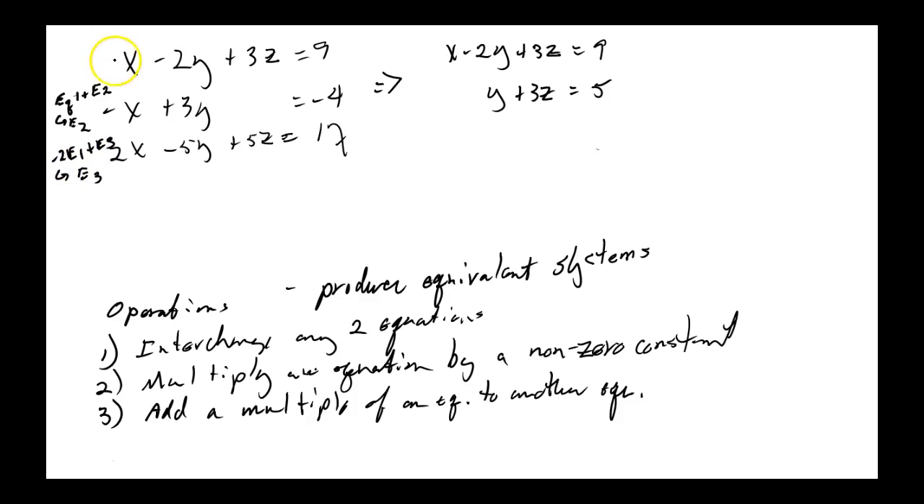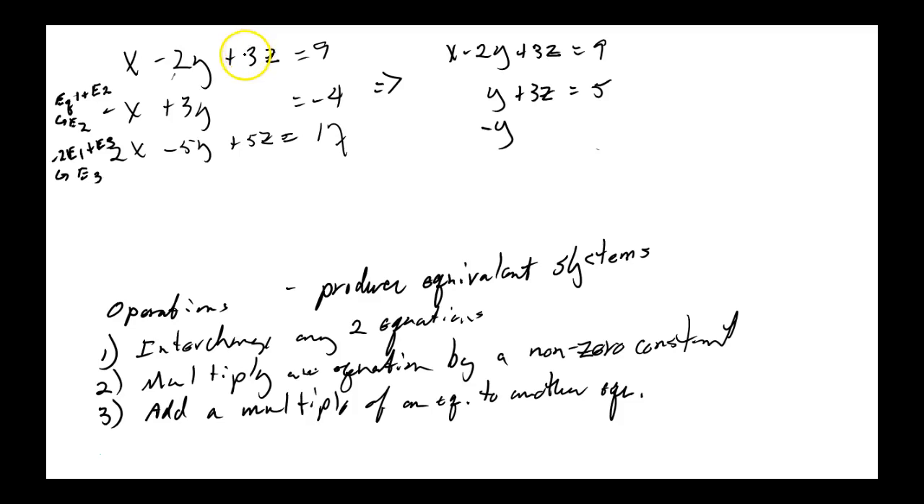Okay? So negative 2 times x is minus 2x plus 2x is 0, right? Minus 2 times minus 2y would be plus 4y, right? Minus 5y would be minus y, okay? And minus 2 times positive 3z would be minus 2 times positive 3z.